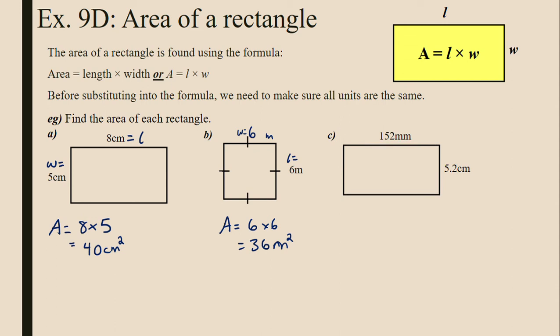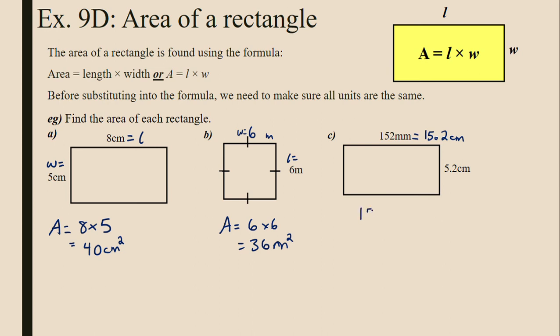And one last example. This time I have 152 millimeters by 5.2 centimeters. So I'm going to want to convert these to the same units. I'm going to go with centimeters for this one. With area, I'd like to go to the larger unit rather than the smaller one. Sometimes it's more efficient to round than to give a really big number. So to convert millimeters to centimeters, we divide by 10, so that's 15.2 centimeters. And now I'm going to complete decimal multiplication.